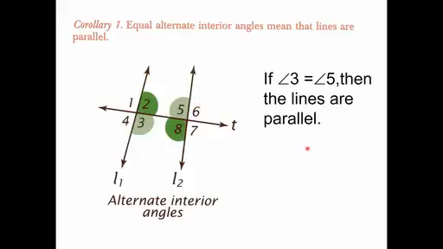So here's how that one works out. If angle 3 is equal to angle 5, then the lines are parallel. Or if angle 2 is equal to angle 8, alternate interior angles would say the lines are parallel. Equal alternate interior angles mean that the lines are parallel.